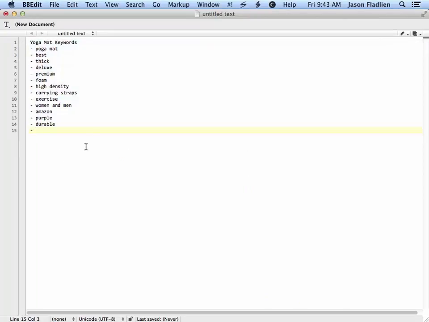Now, there's a couple of ways that you can use these keywords. The main way that'll give you the most power is actually the title. So let's say I was selling a yoga mat. Here's how I do it. I start writing it. I say yoga mat, and that's where I start.